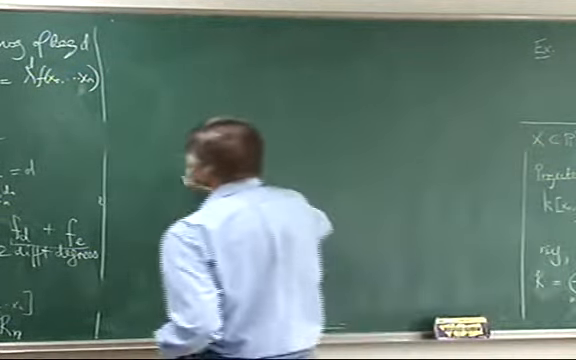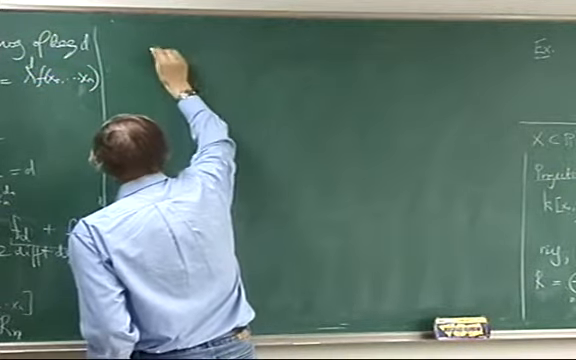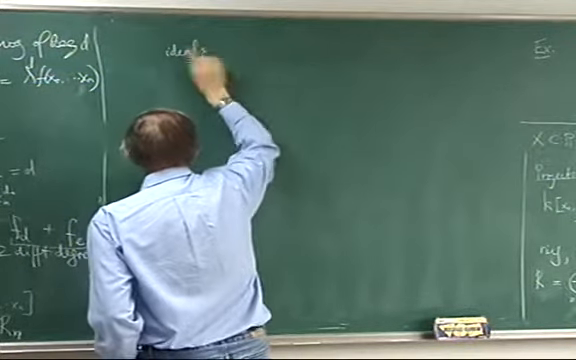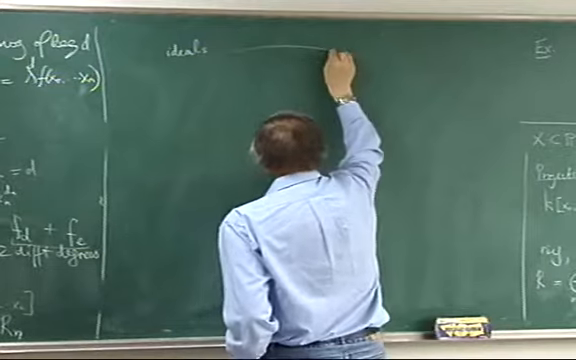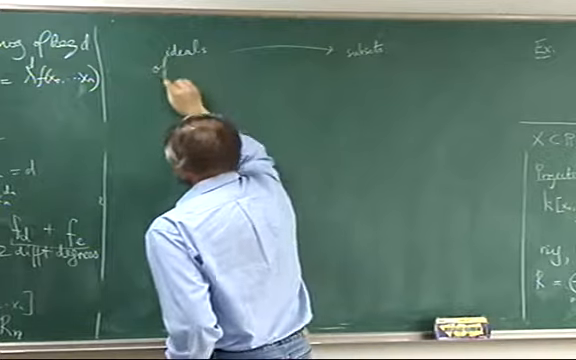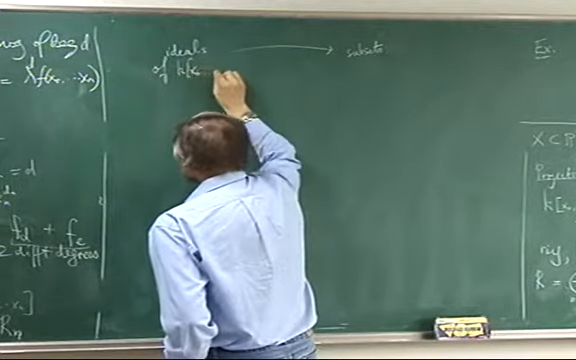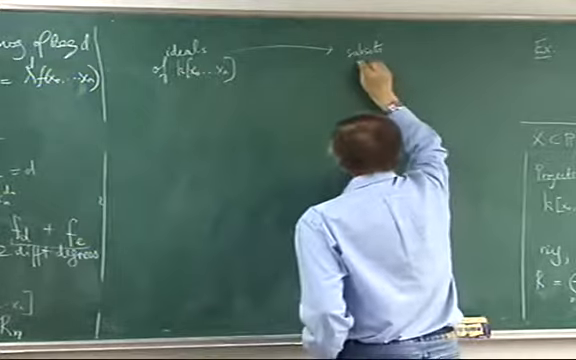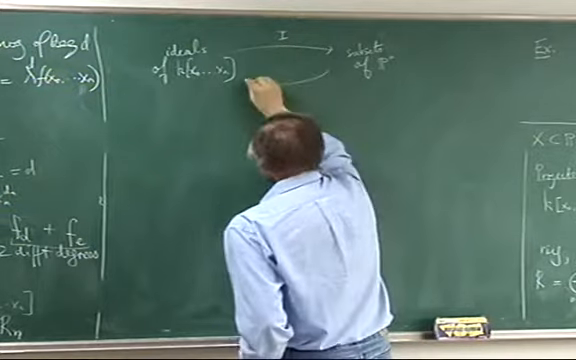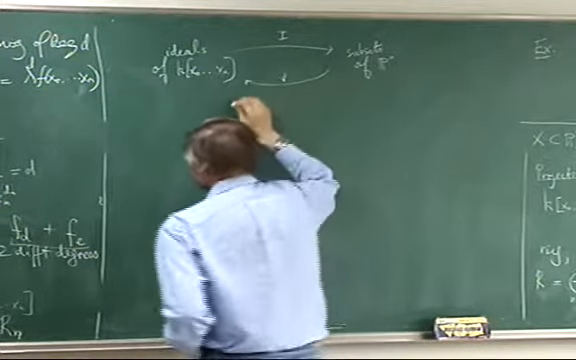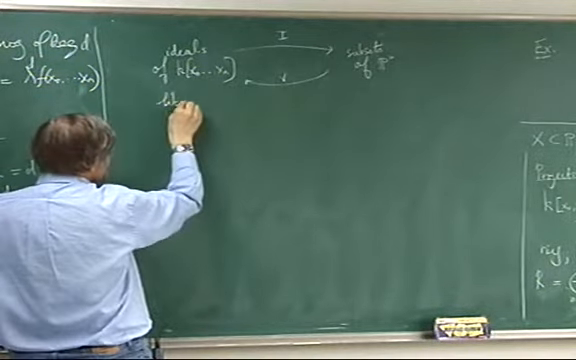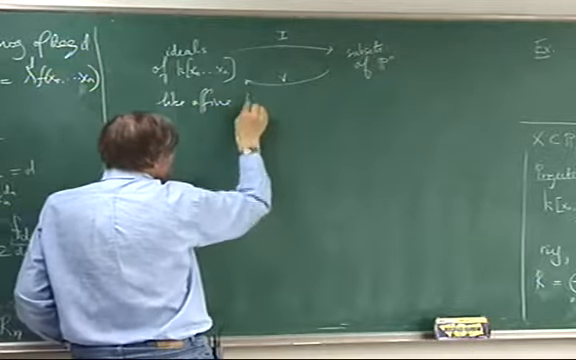So I want to do ideals. I'm telling you roughly what I want to do to subsets. So this is ideals of k[x0 up to xn], and I'm going to go to subsets of P^n. And then I want to have a correspondence I going that way and a correspondence V going that way. And then I want to say the same results as the affine, like the affine Nullstellensatz.